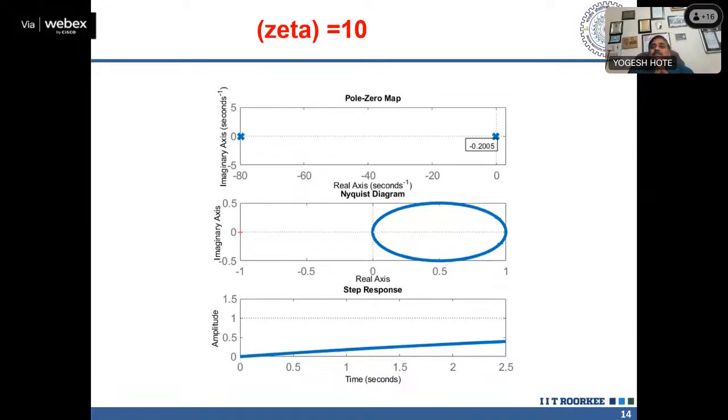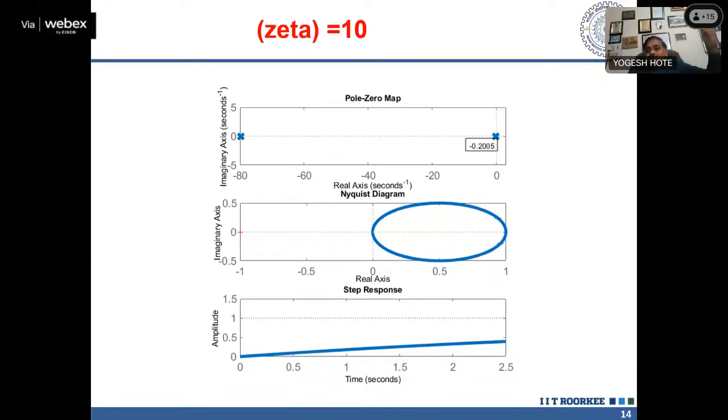So what happens here? One pole is at this location, another pole at this location. As the poles are very far apart, the effect of the pole which is very far away from the imaginary axis is negligible. The response is only because of the poles nearer to the imaginary axis. You observe one pole at minus 0.2, another at minus 80, far away. So the effect is less, and this indicates your reduced order model.